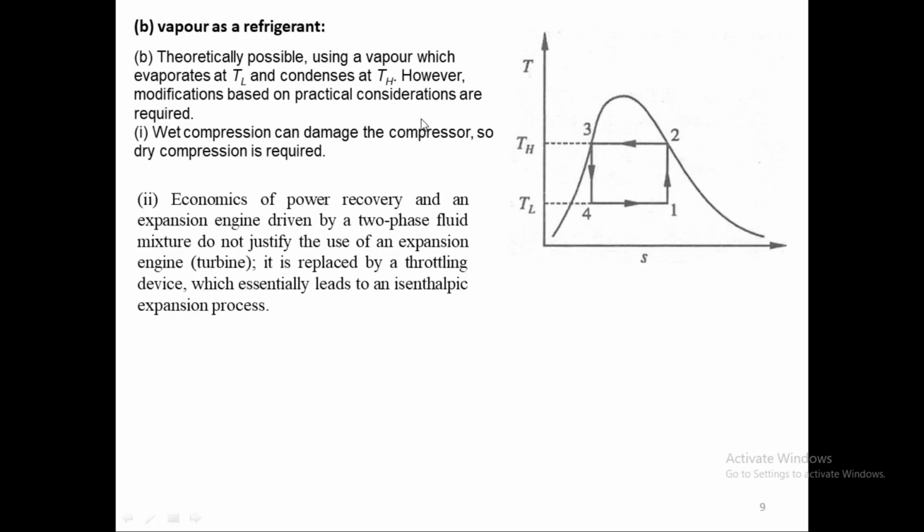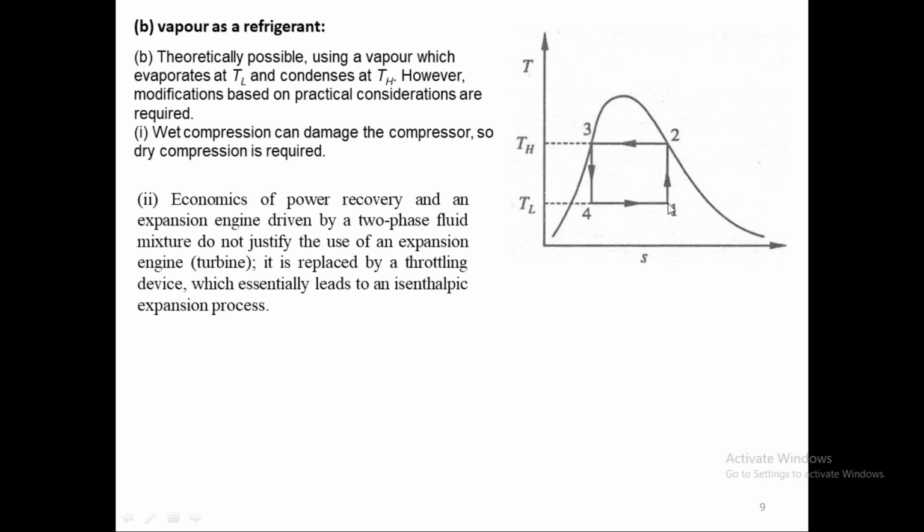If we use a vapor, in this diagram, as you can see, this is the temperature-entropy diagram. 1 to 2 is the compression process in the compressor, 2 to 3 is the condensation process in the condenser at a higher pressure, and 3 to 4 is the expansion process in the expansion valve or in a turbine. You can say that when you're expanding, you can expand it through a turbine, and 4 to 1 is the heat addition process in the evaporator. So here I would like you to pay attention to this 1 to 2 process.